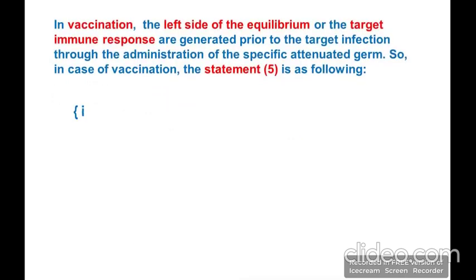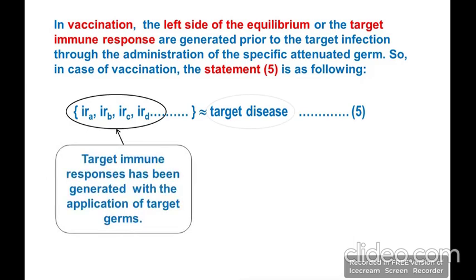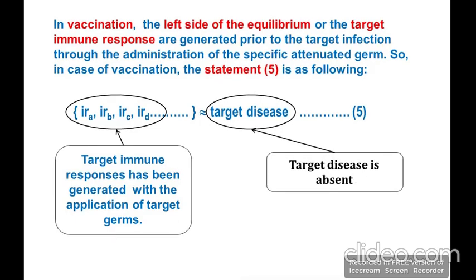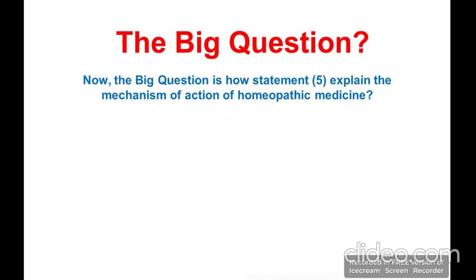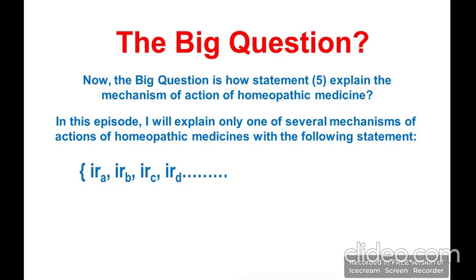In vaccination, the left side of the equilibrium, or the target immune response, is generated prior to the target infection through the administration of the specific attenuated germ. So, in case of vaccination, statement 5 is as follows. Now, the big question is how statement 5 explains the mechanism of action of homeopathic medicine. In this episode, I will explain only one of several mechanisms of action of homeopathic medicines with the following statement.